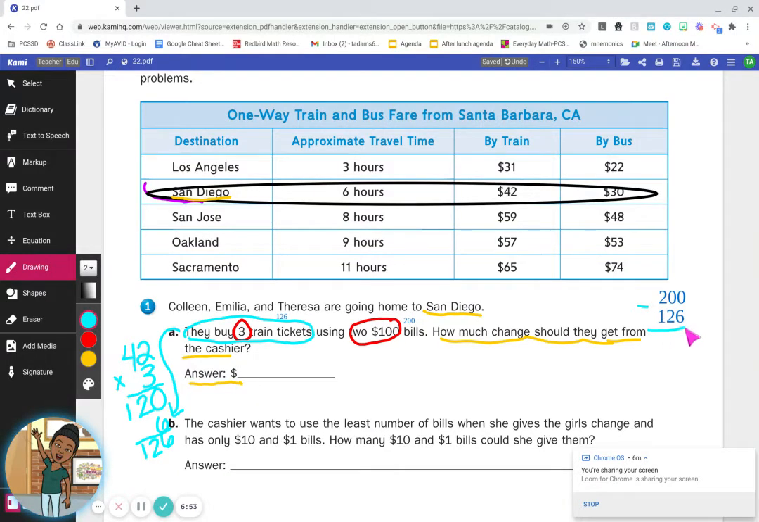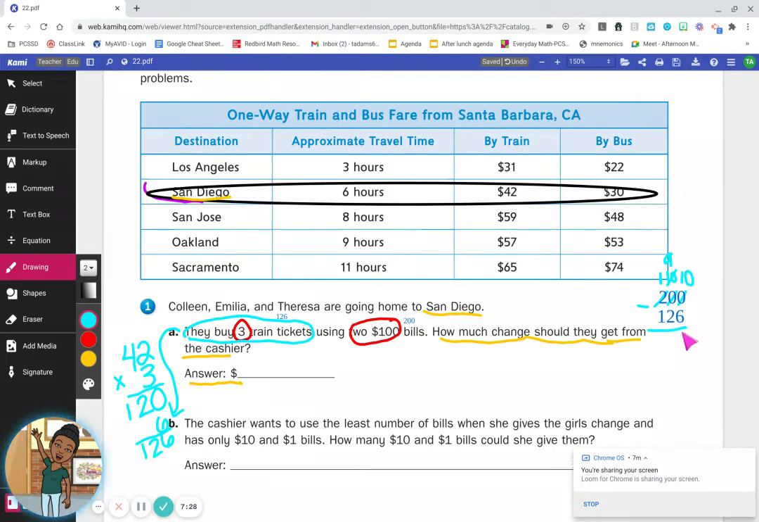I lined up my place value. I can't regroup. There's nothing in my ones or my tens. So I'll regroup from my hundreds, where my 2 now becomes 1, and my 0, 10. Now that I have value in my tens place, I'm going to regroup again for my ones. So my 10 becomes 9, and then the value of my ones is 10.